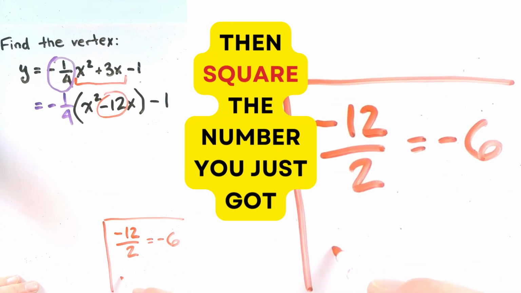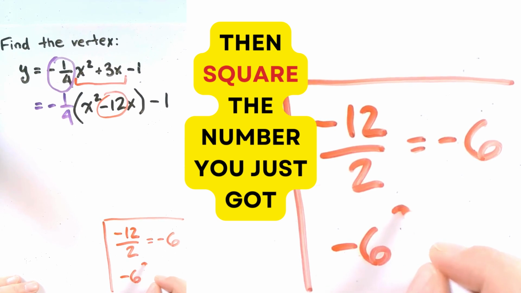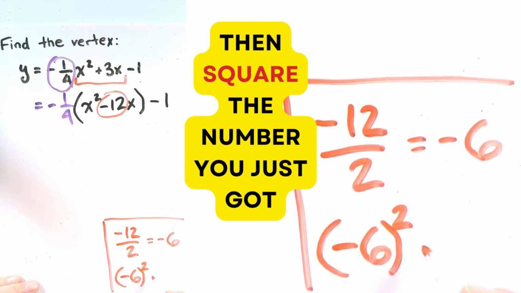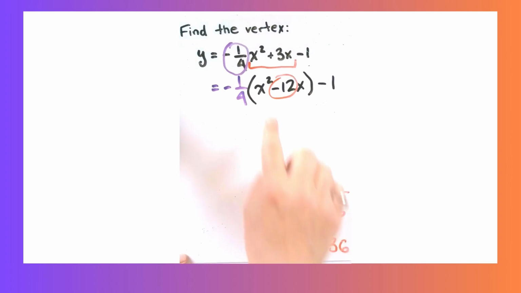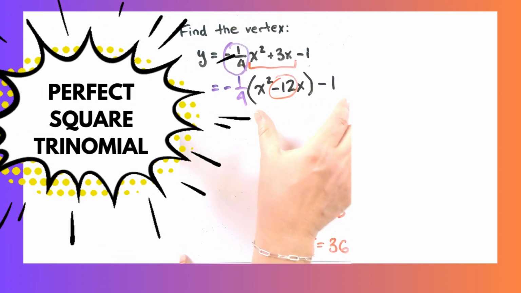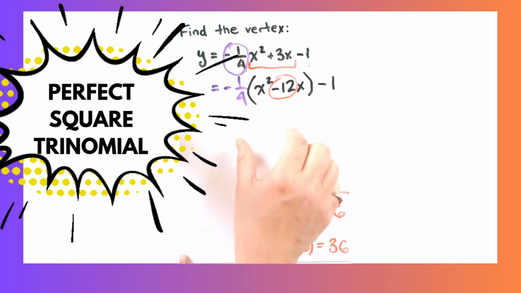And then I take that -6 and I square it. I can't just write it this way, because this, especially if you put it in the calculator, is going to give you -36. But I'm squaring the entire number, so that gives me +36. So again, keep these numbers on the side. Okay, so why did I go through this trouble? Well, this number is going to help me create a perfect square trinomial, which helps me go into my vertex form.